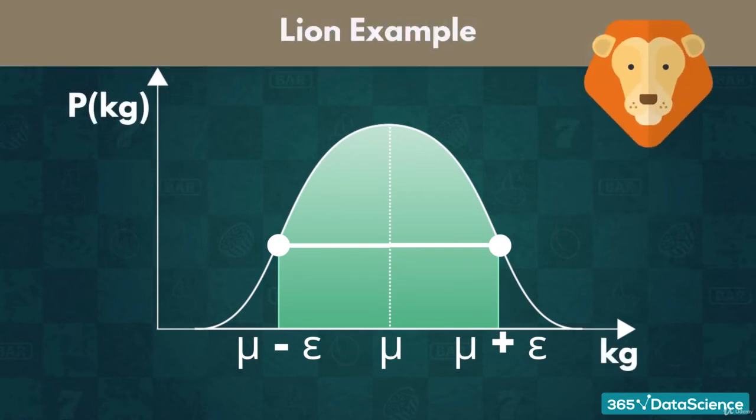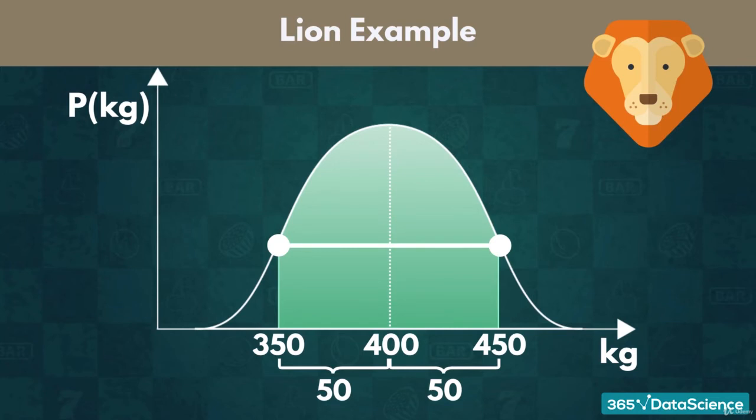Let's go back to the lion example from earlier. If the mean is 400, symmetry suggests a lion is equally likely to weigh 350 pounds and 450 pounds, since both are 50 pounds away from the mean.